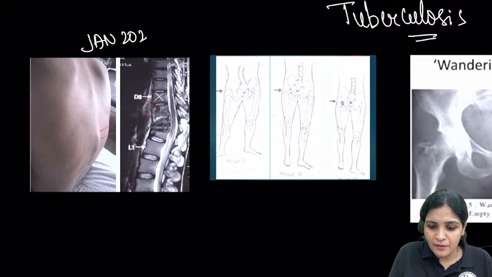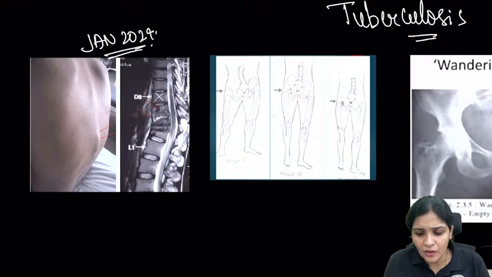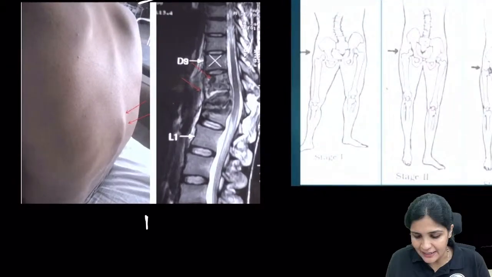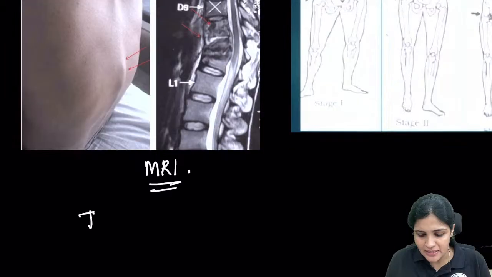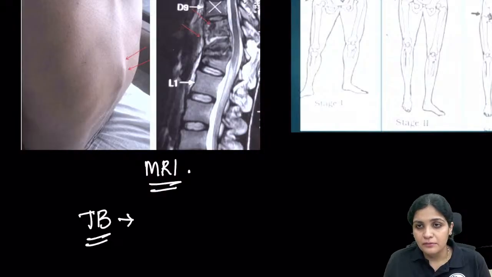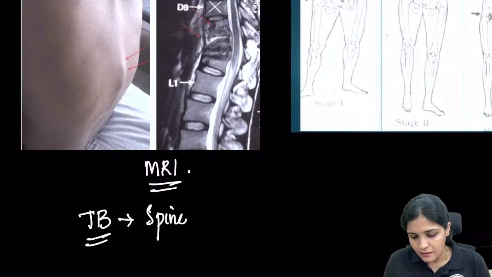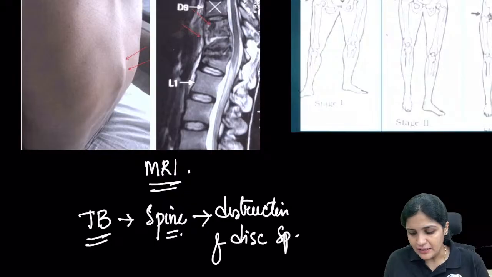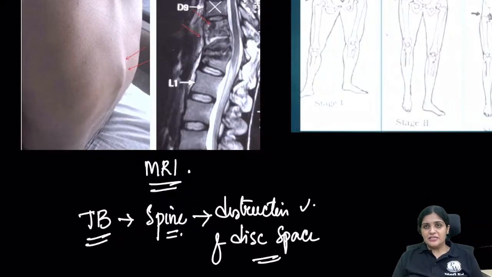Okay, tuberculosis, this is an X-ray which has been asked in the Jan 25 exam, I guess. This is the X-ray, this is the MRI, the exact MRI has been put up in the exam, and they have asked what is this condition. So this is tuberculosis of spine. How do you identify it? There will be destruction of the disc space, and you will see a lot of pus forming.